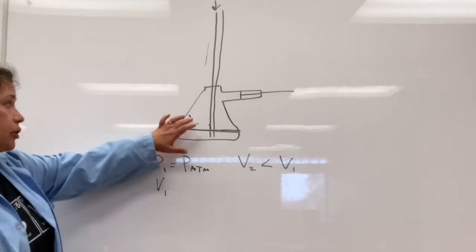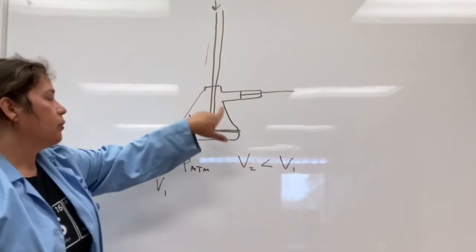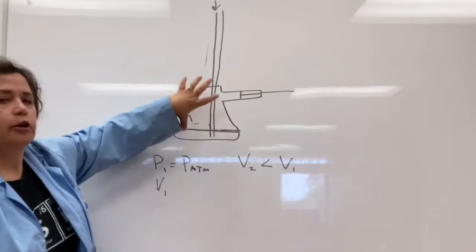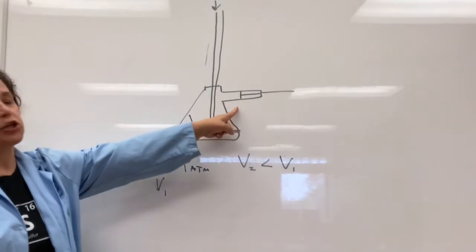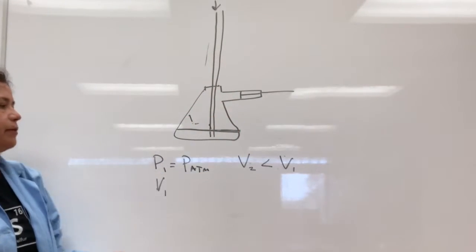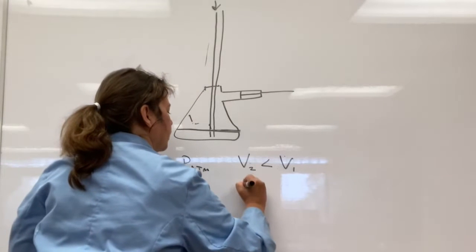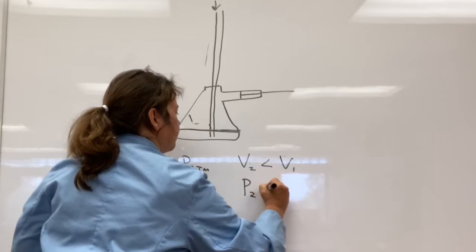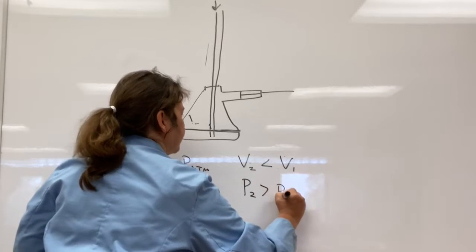So we had a pressure, it was atmospheric pressure. We had a volume that was the total volume of everything. Now we diminish that volume. What's going to happen to the pressure? Pressure 2 will be greater than pressure 1. How are we going to see that?